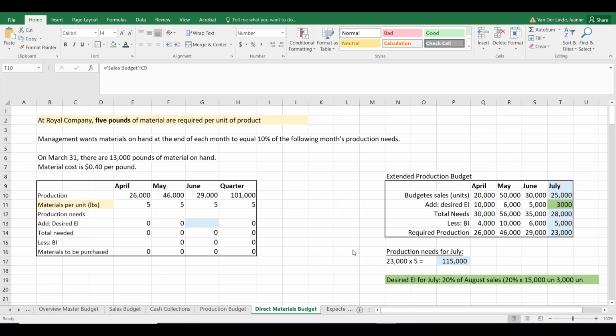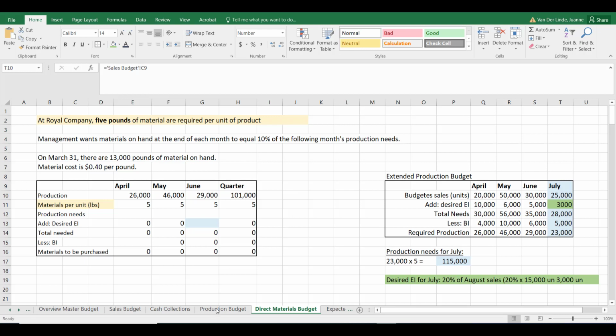Now we're going to set up the direct materials budget. So after we complete the production budget, now we're able to do this one. It says at Royal Company, 5 pounds of material are required per unit of product. Management wants materials on hand at the end of each month to equal 10% of the following month's production needs. On March 31st, there are 13,000 pounds of material on hand, and material cost is 40 cents per pound.